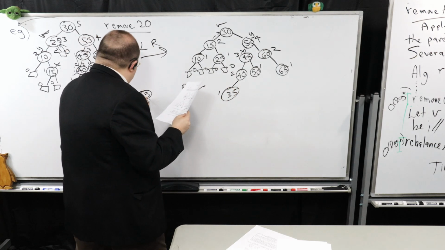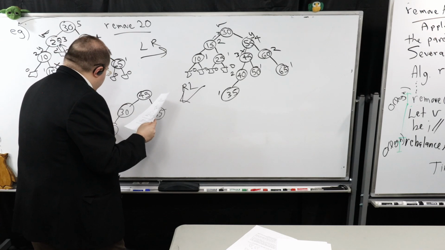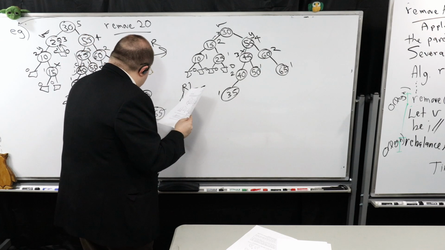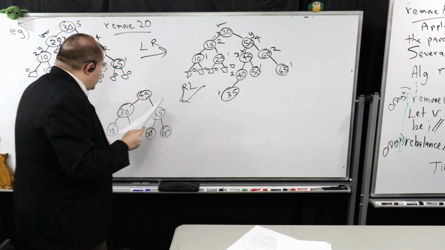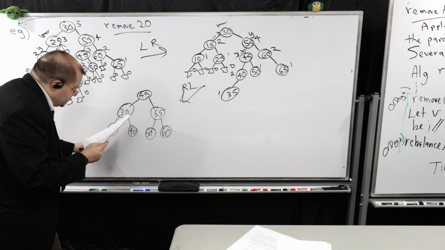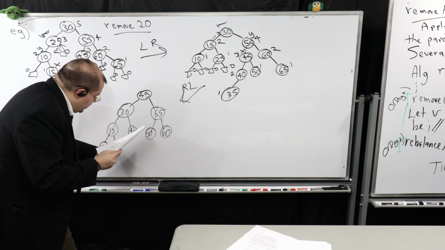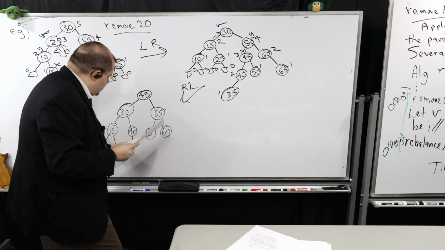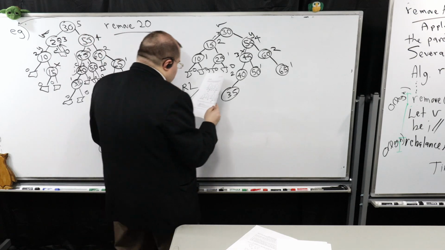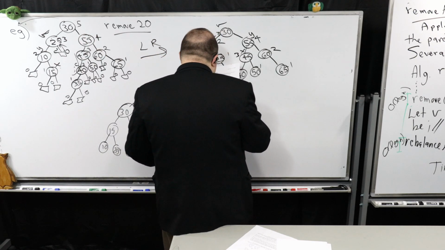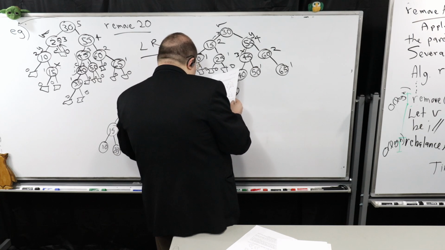I have 30, 55, 15, 40, 50, 60, 10, 25, 35, and I'm just omitting the leaf nodes for the sake of time. I suggest that you put them in afterwards. Then I have 65 here.